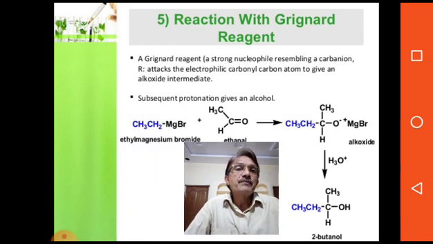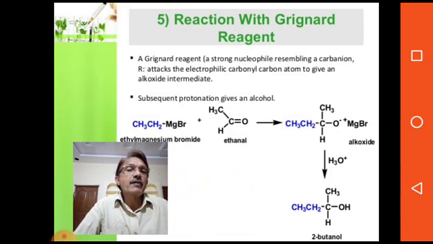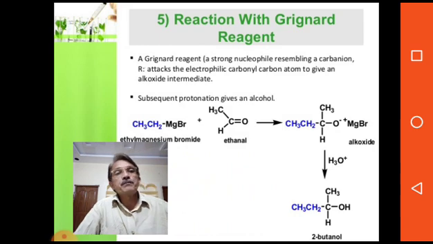An example is given here. Ethyl magnesium bromide is a Grignard reagent. When it reacts with ethanal, it gives an alkoxide. This alkoxide upon hydrolysis gives 2-butanol.